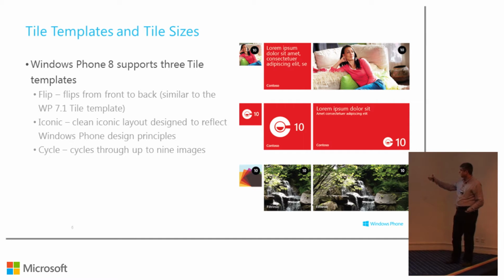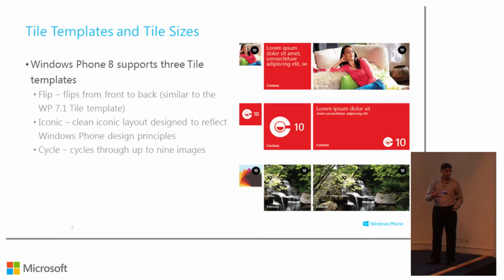In the cyclic tile, you can put up to 9 images that are going to be rotated for you with a nice animation. Now, these images have to be in your application package. They cannot be downloaded from the remote site. What you could do is you could run a background agent and update these on a periodic basis. But by design, the tiles are going to be loaded from your application package.